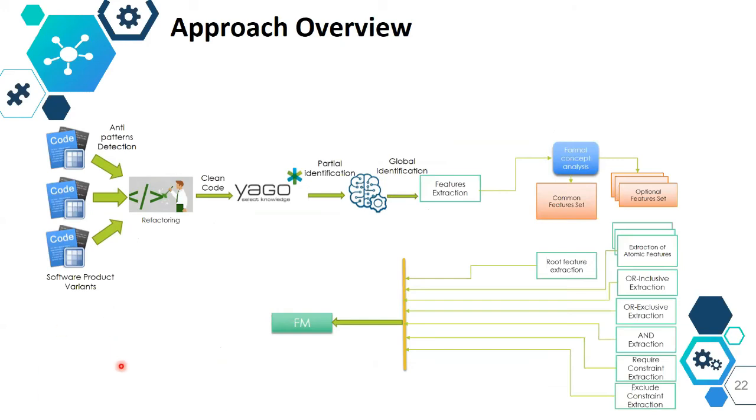As we mentioned in the beginning, we will try to exploit some source code, software product variants. We will try to detect the anti-patterns, trying to refactor this code and to obtain a clean code. In this part, we are using the refactoring to obtain clean code and to resolve the problem related to code smells.